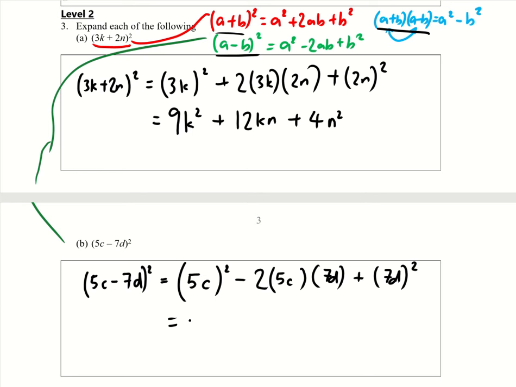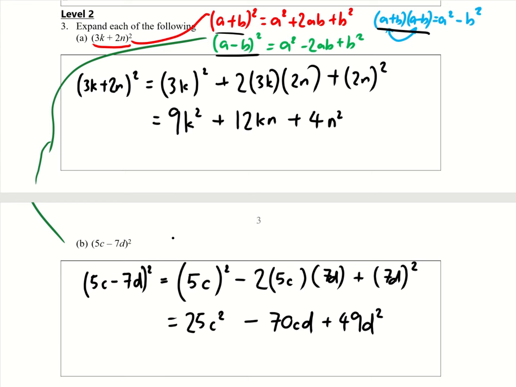So 5c square is simply 25c square, minus 2 times 5c is 10c. 10 times 7 is 70. c times d is cd. So 70cd. 7 square is 49. d square is simply d square. So that's how you expand an algebraic expression that is of the form a minus b the whole thing square.